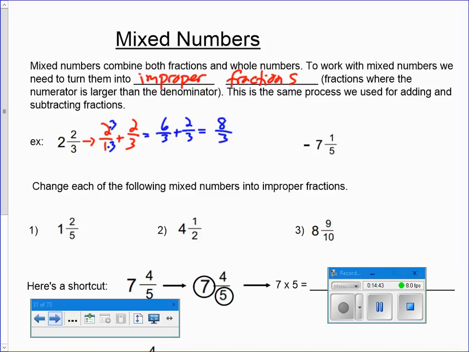Alright, so we follow everything just like we did on the addition page. We change 2 over 1 to 6 over 3. We add up our numerators, 6 and 2, and we get 8 over 3 as our improper fraction.